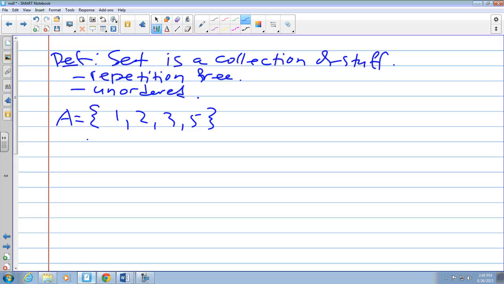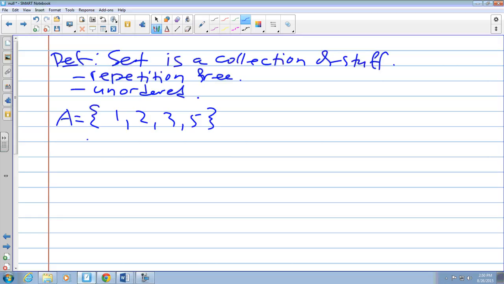So, for example, have a set 1, 2, 3, 5. So here's the notation. Set A consists of those 4 elements because I just made it up. We kind of like to use capital letters. That's about all. Could have been anything else. We say that 1 is an element of A. We say that 2 is an element of A. We say that 0 is not an element of A. Do you agree with that? 0 is not on the list.